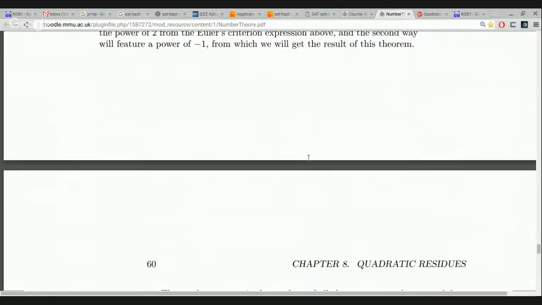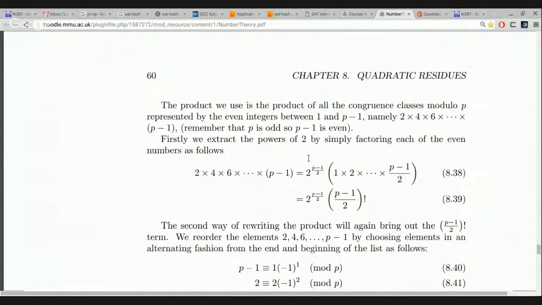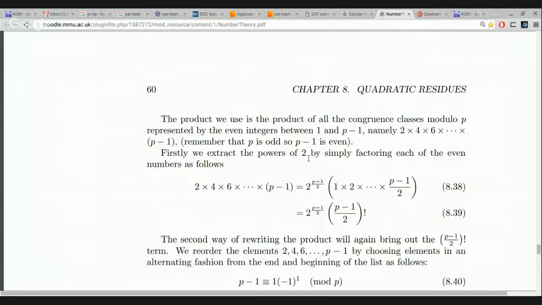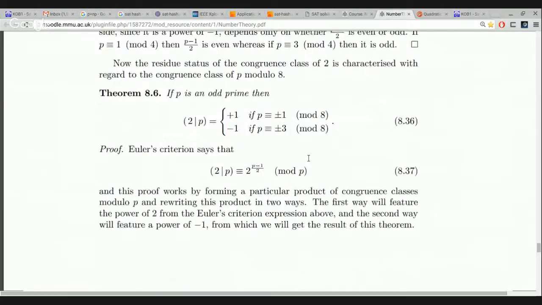Now, I'm jumping around these results a bit because I want to show you some example calculations. In a few moments, I'll describe a method which will allow us to evaluate the Legendre symbol for any argument. So far, we've only seen these nice results for minus 1 and 2. But I'm going to give us some kind of procedure.